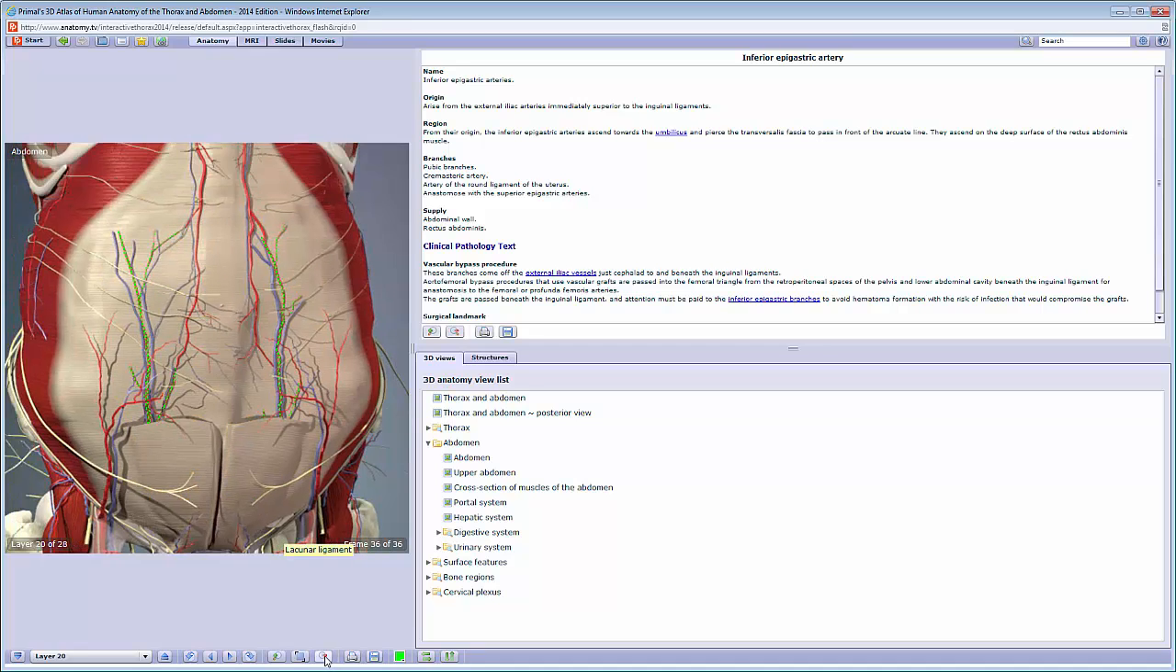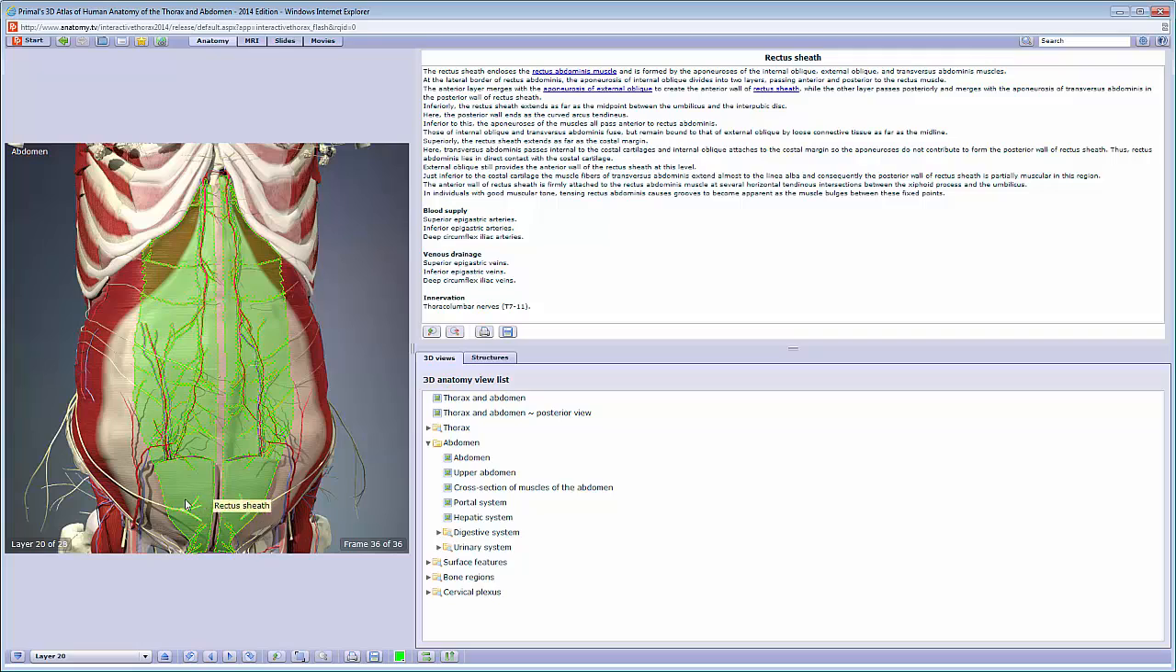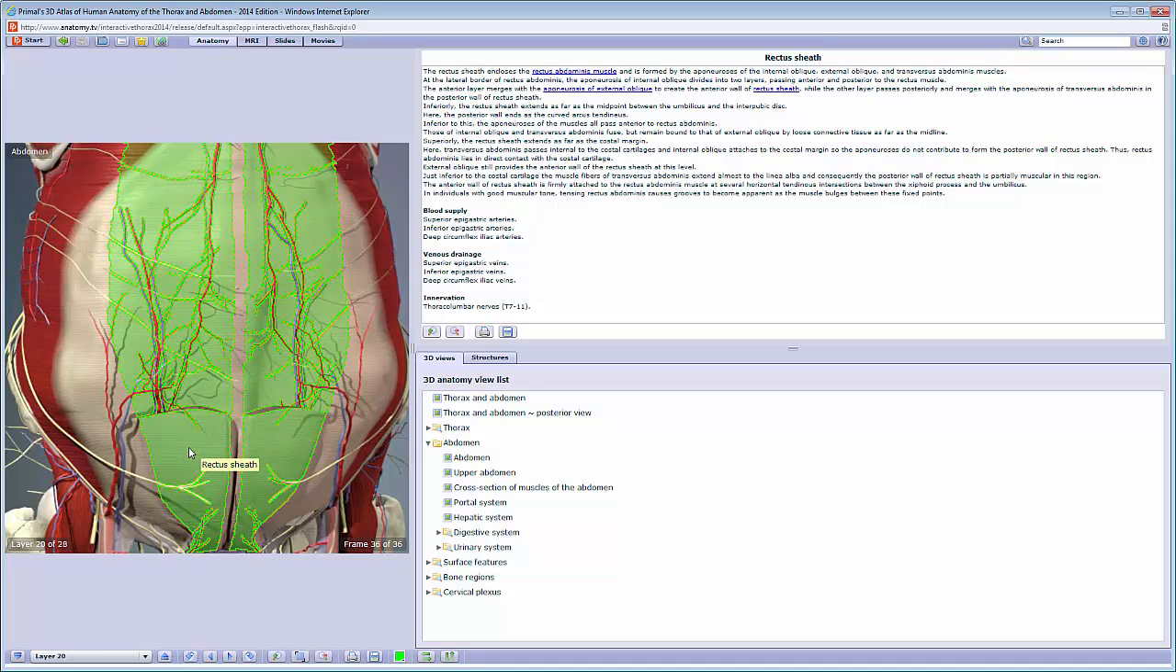And as you can imagine, they will be supplying the rectus abdominis and the abdominal wall. Down here, below the arcuate line, the rectus sheath is going to be comprised of the layers of all three of the abdominal muscle aponeuroses. So that would be the external oblique, internal oblique, and the transversus abdominis.